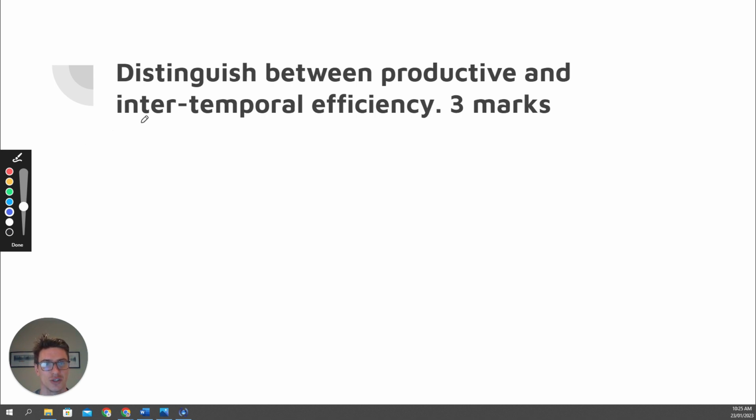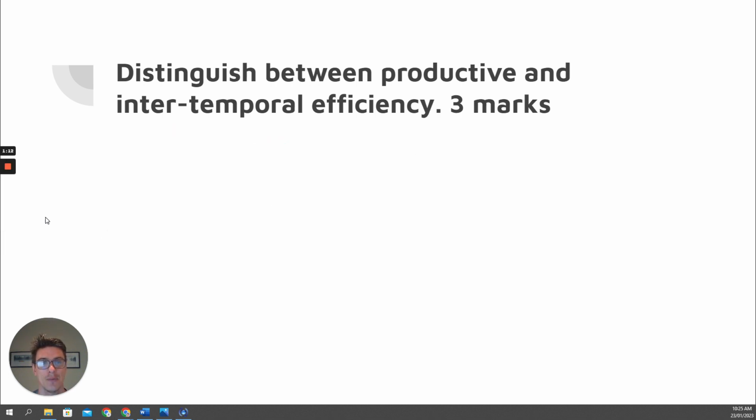So first of all, we've got this question, which is to distinguish between productive and intertemporal efficiency. Now there's 3 points of information that we need to look at. First of all is that we have this task verb, to distinguish between. In this case, we're distinguishing between productive and intertemporal efficiency. So we need to show the difference between these two types of efficiencies. Third piece of information is that we need to look at how many marks are on offer, because that's going to tell us how much writing or the level of detail that we should go into in this particular question. Okay, so we've got to distinguish between these two concepts and we've got 3 marks.